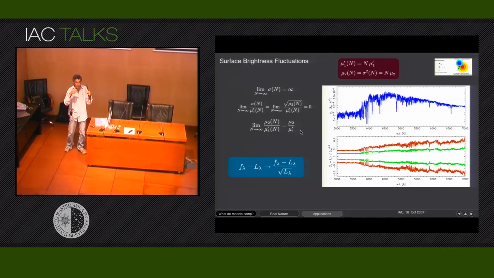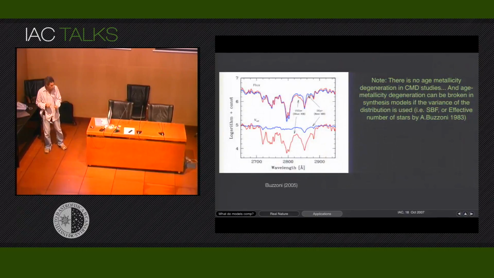But if you look at surface brightness fluctuation from a probabilistic point of view for synthesis models, you can say, whatever you do, even if you have infinite stars, instead of making a fit of my observation to my model, you make a fit in this variable, and these are the residuals you will have. So you can fit at the same time your observation and the residuals of the observation, because the residuals have some physics there. Actually, if you do that, you can break the age-metallicity degeneracy.